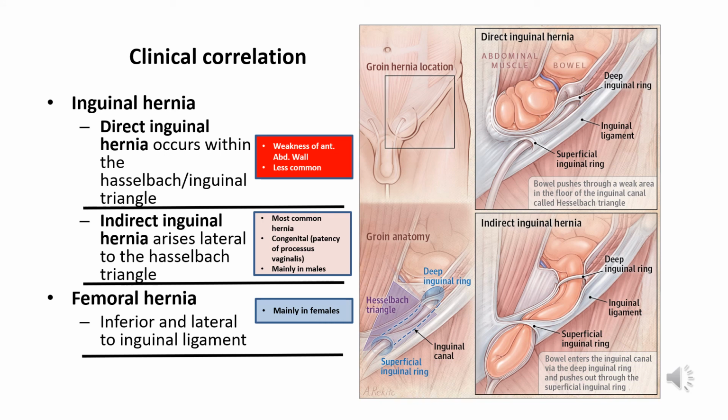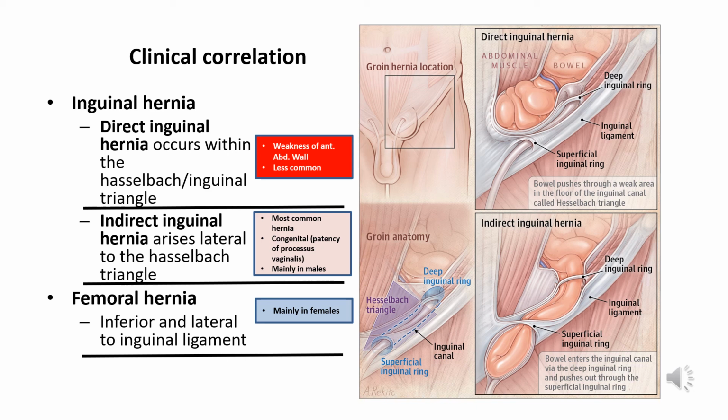For this type of hernia, the hernia sac protrudes through a weak point in the fascia of the abdominal wall without entering the deep inguinal ring. The neck of the hernia sac is medial to the inferior epigastric vessels and within Hesselbach's or the inguinal triangle. Direct inguinal hernia is a less common type of hernia, is age-related, and usually affects men over the age of 40.